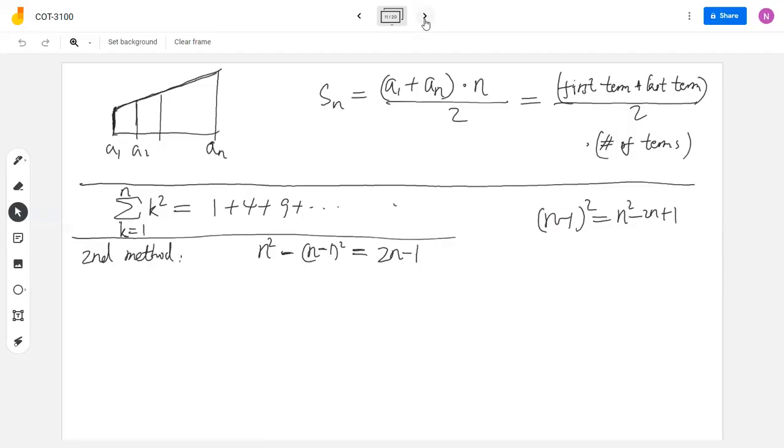Okay. The trick is we rewrite this and decrease the argument. We write n minus 1 squared minus n minus 2 squared. And so what we get is we just change the value. We know the 2n minus 1, right? So now the argument is changed from n to n minus 1, so it should be 2 times n minus 1 minus 1.